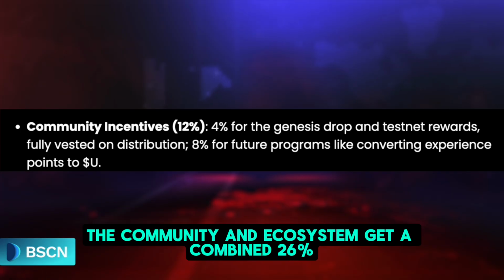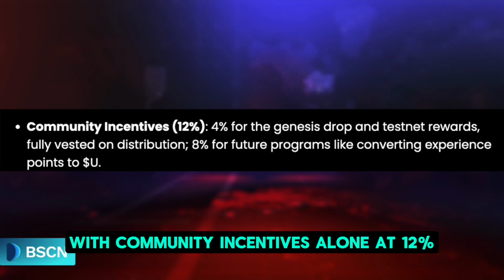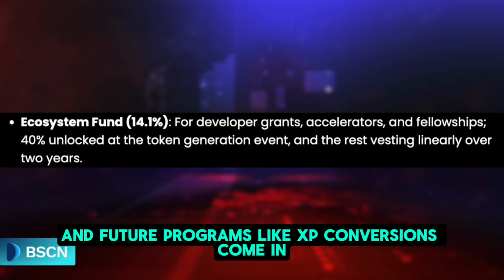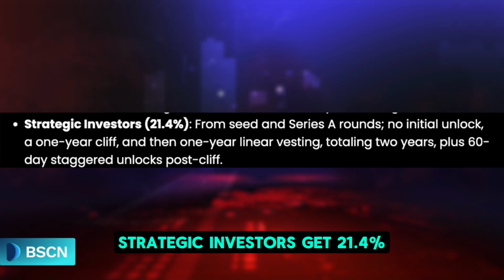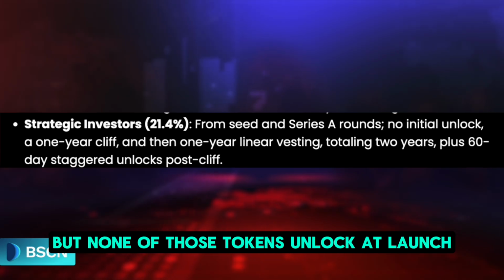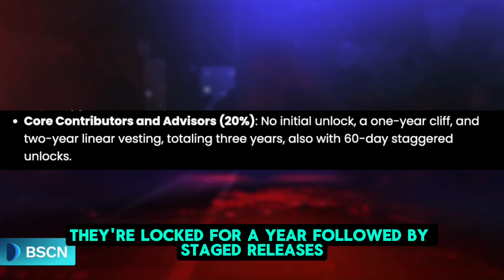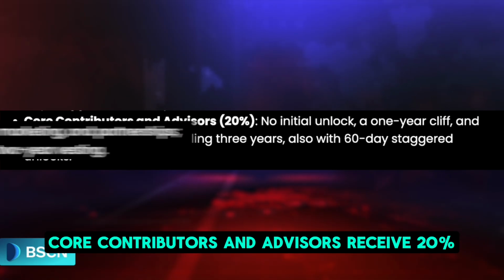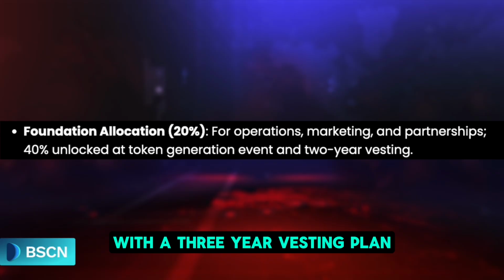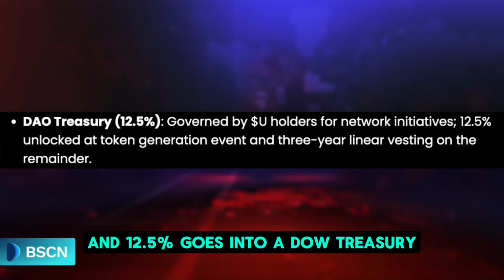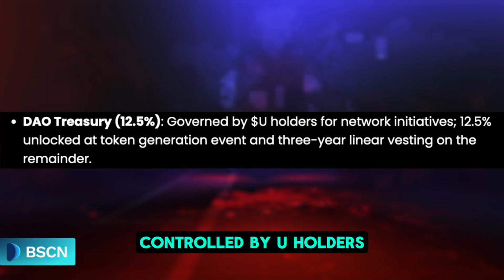As for allocations, the community and ecosystem get a combined 26%, with community incentives alone at 12%. That's where testnet participants, Genesis drops, and future programs like XP conversions come in. Strategic investors get 21.4%, but none of those tokens unlock at launch. They're locked for a year, followed by staged releases. Core contributors and advisors receive 20%, with a 3-year vesting plan. The foundation takes 20% for operations, and 12.5% goes into a DAO treasury controlled by U holders.